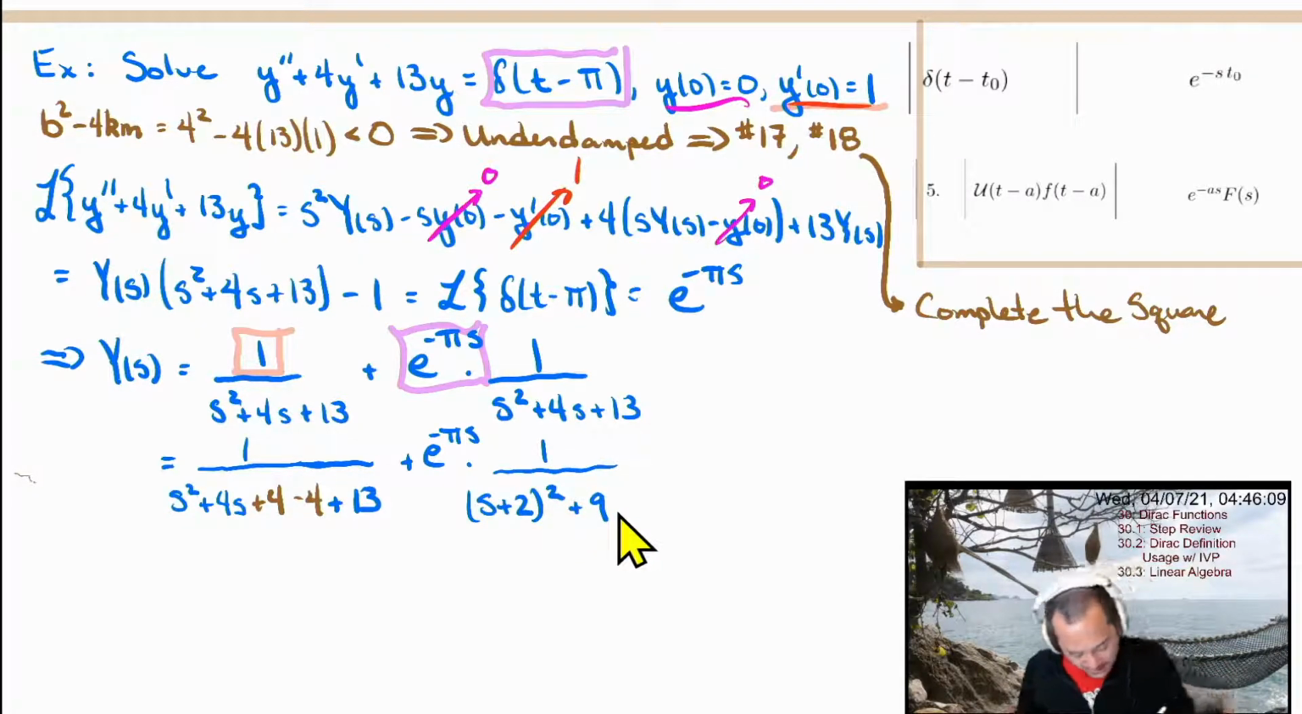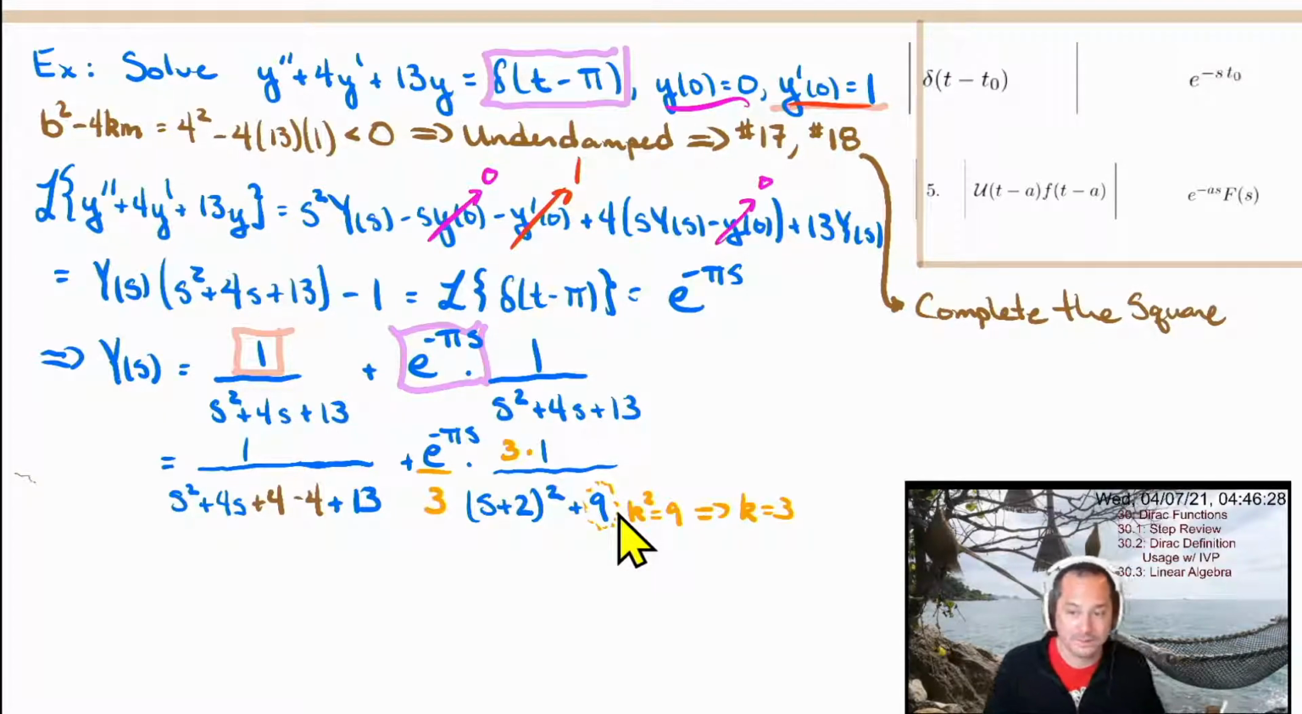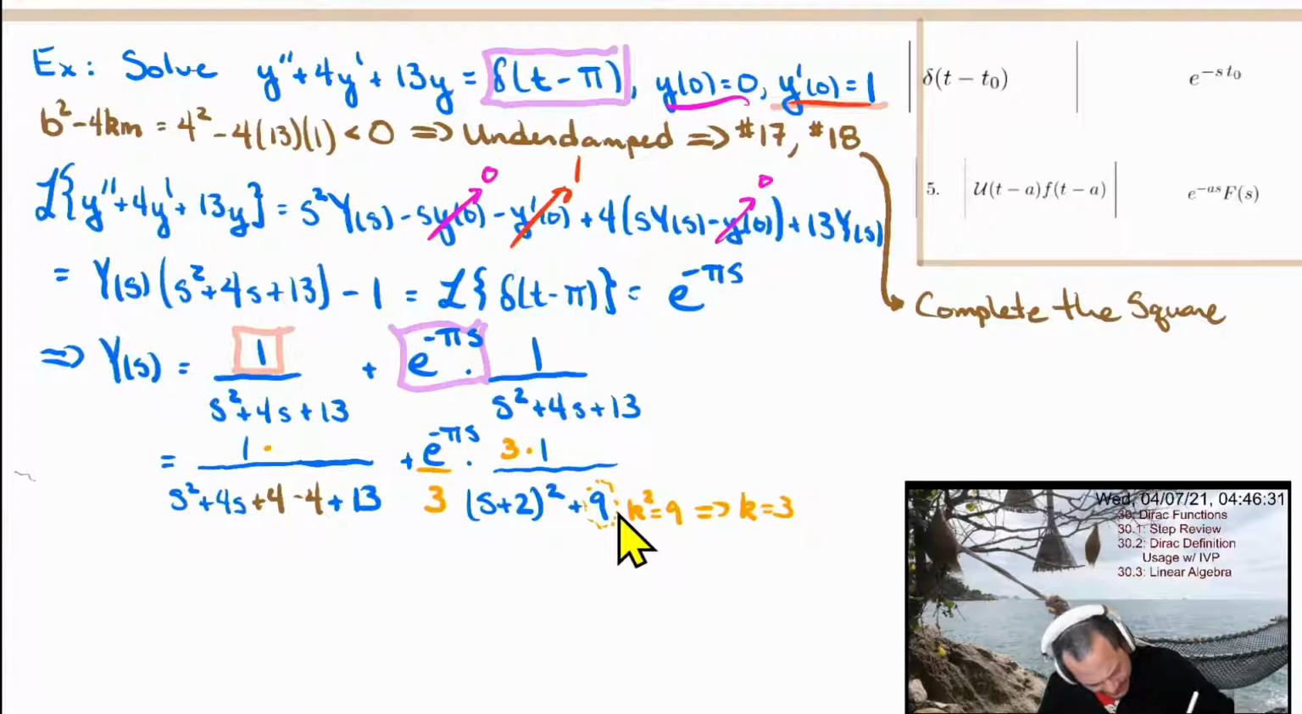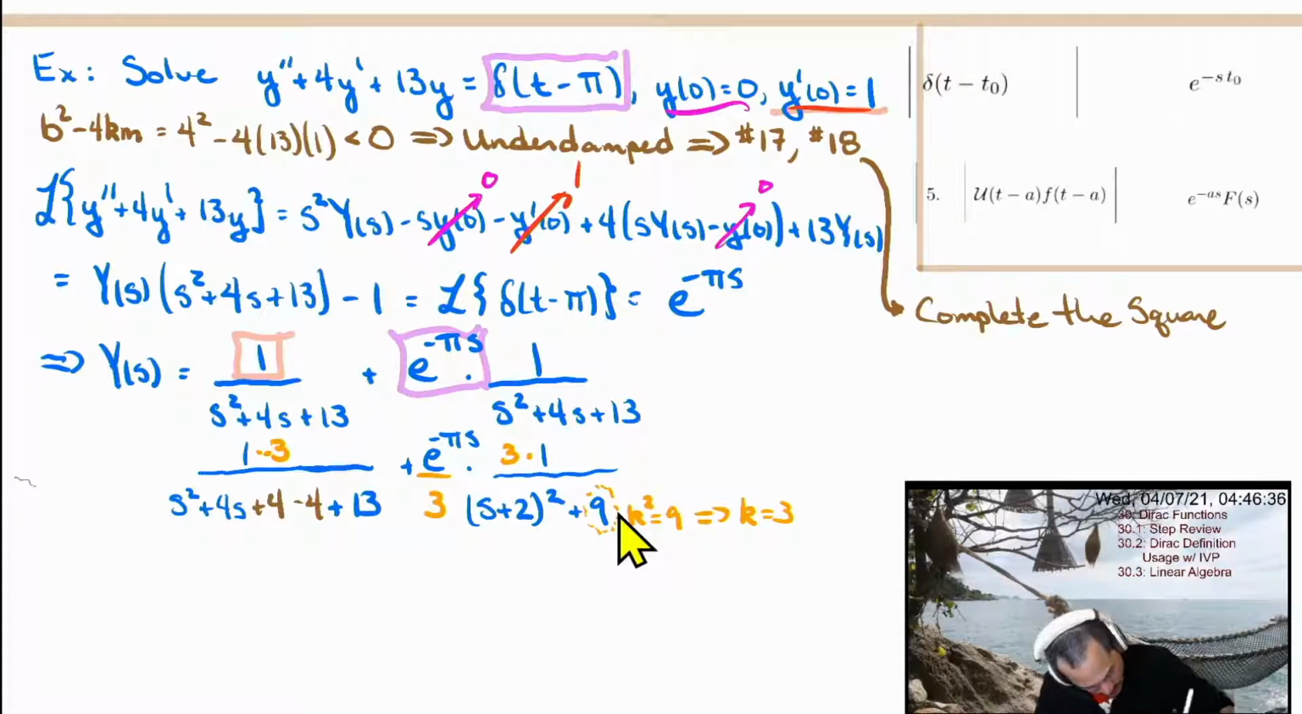This constant needs to be, well, if this term right here, which is k squared, is 9, then my k is equal to 3. And so I need to just forcibly put a 3 in that numerator. But I can balance that out by putting a 3 in the denominator. And I've got to do the same thing with this first term, so I get a 3 in the numerator, and then I've got to balance that out with a 3 in the denominator. And so now these things are ready to go in terms of functions on the time side.